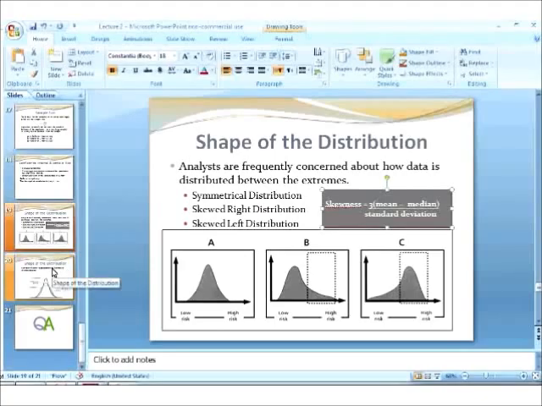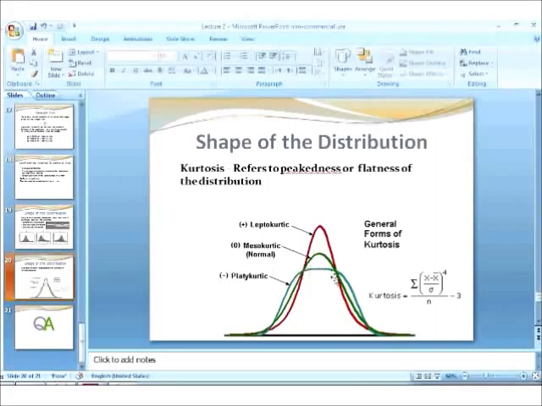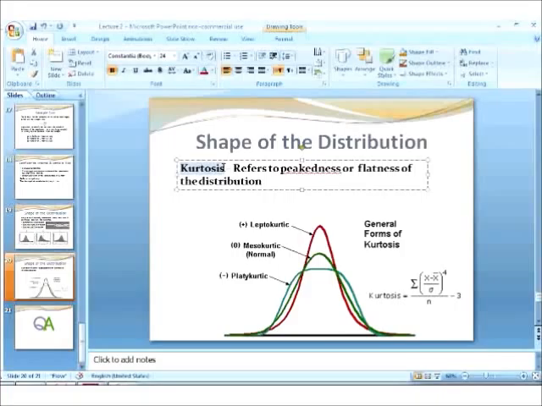And then the other thing related with the shape of the distribution is how flat or peaked our distribution is, and that is known by the term kurtosis. So when we want to know about the shape of the distribution, remember there are 2 parameters: skewness, whether the data is left skewed, right skewed, or symmetrical, and the other parameter is kurtosis. The kurtosis tells me the peakedness or the flatness of my data.